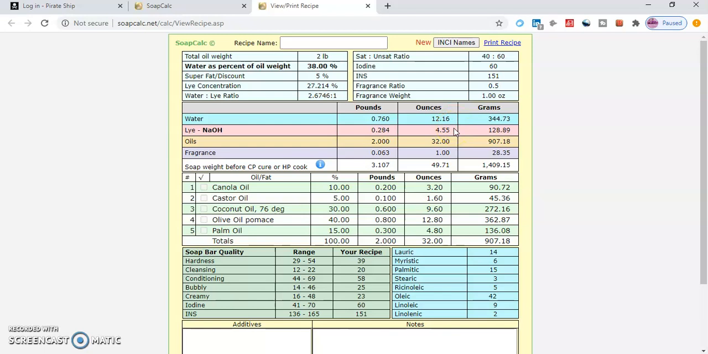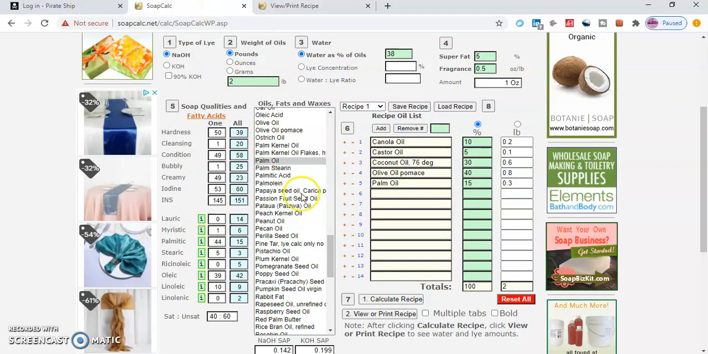So we would need for this recipe at 38% or full water, 12.16 ounces of water and 4.55 ounces of lye. We can see our qualities and everything for this part are 39% for hardness, cleansing 20%, and so on and so forth. But at this point, we are going to go back to our soap calculator.